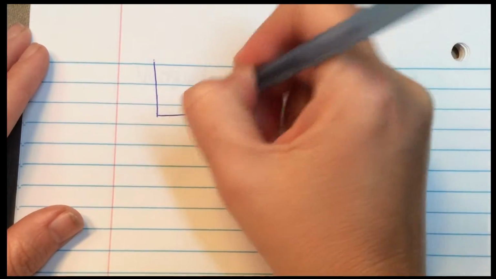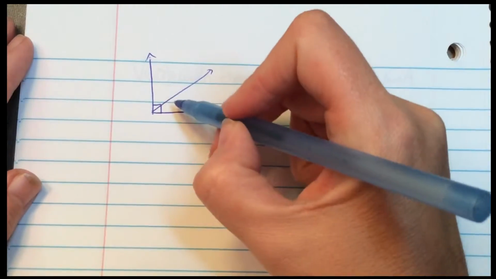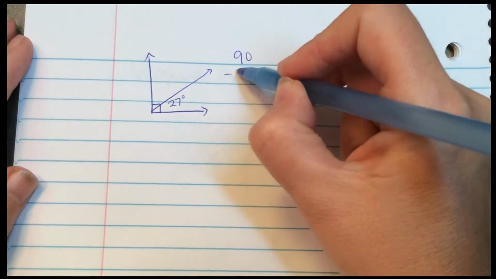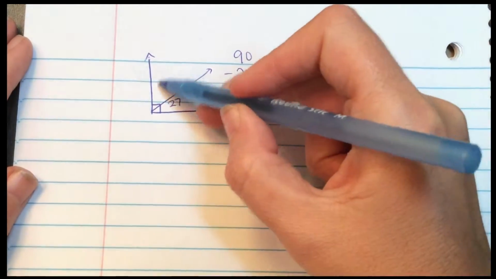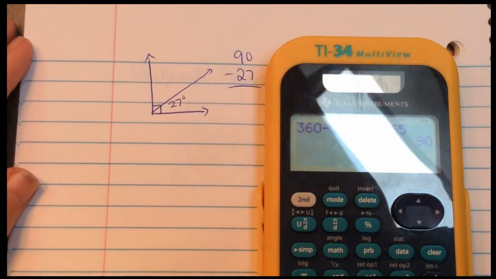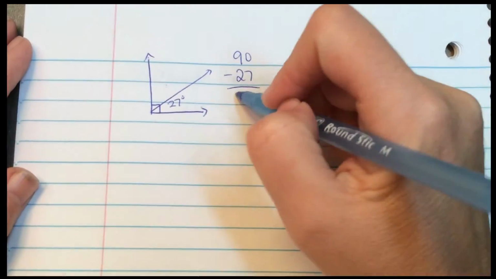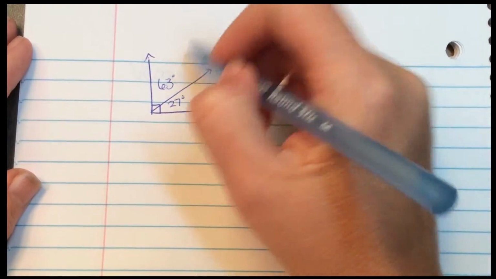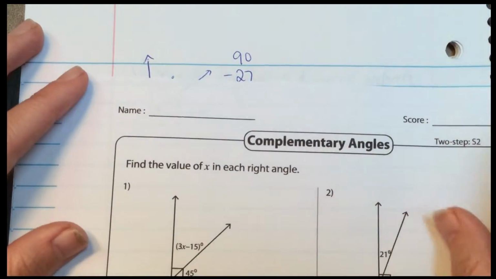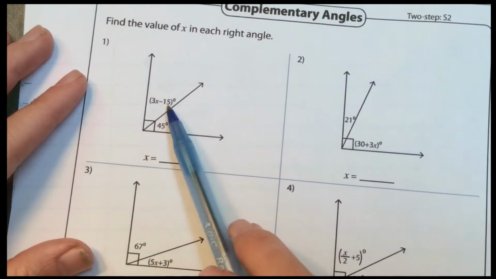So they give us a right angle, they cut it somewhere, and then they tell us this piece. Then we take 90 minus 27, and it tells us the measure of the other angle. And 90 minus 27 is 63. So this is 63 degrees, and we're done. But in these examples, once we find out the 63, we're going to set that equal to an algebraic expression.